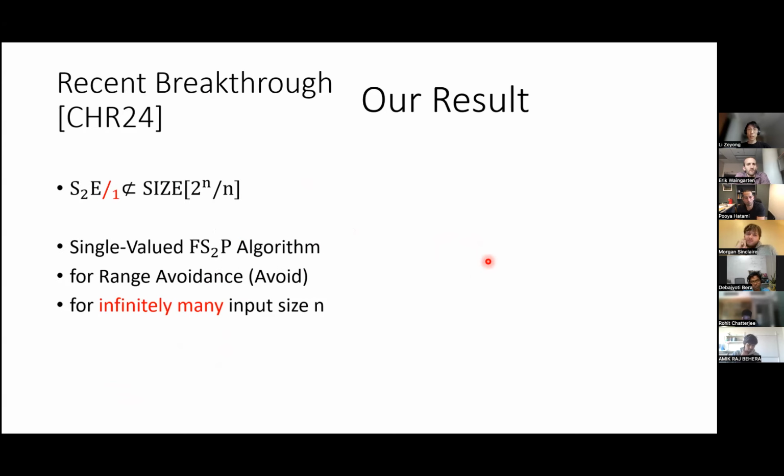So coming back to the results, as I mentioned earlier, in the recent breakthrough by CHR, they show that S2E with 1 bit of advice has very high circuit complexity. And this was done by giving a single value algorithm that works for infinitely many input size n. And to achieve this, they applied a very careful iterative win-win argument so that on infinitely many input size n, they will succeed on those input size.